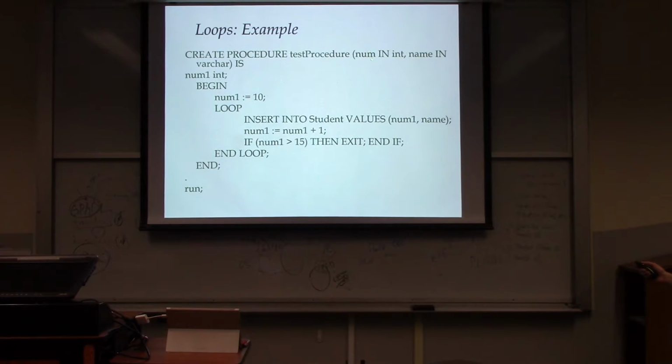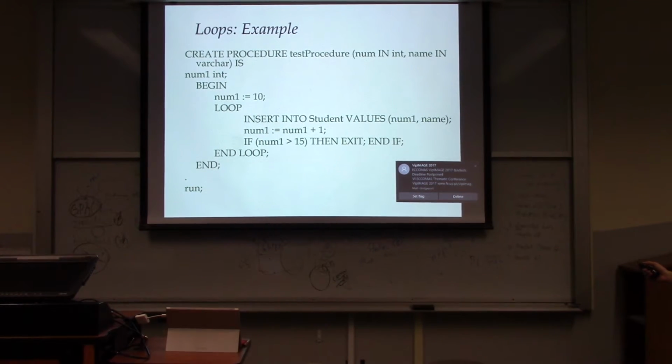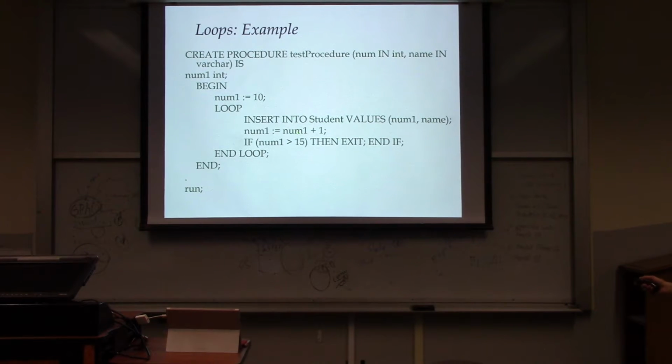So this is an example of the test procedure. We have the input value num and input value name, and start with num1 from 10. Then insert into student the value num1 and the name. How many times is this? 10 to... no, it's 10 to 15, right? So 10 to 15, so it's 6 times. Yeah, 10, 11, like that. So it will be inserted. So you can do the procedure part using them.